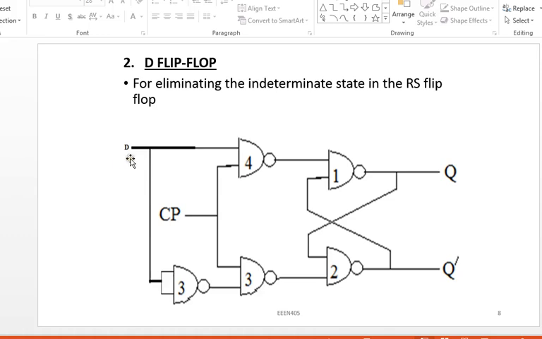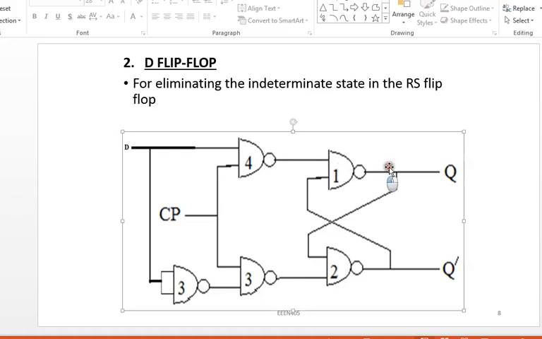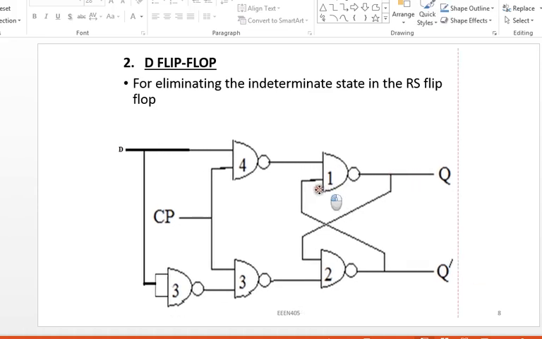Let us take an example. Let's say our D is equal to 1. If D is equal to 1, this one will come here, and together with my clock, which is 1 1, will give me 0 as my output. In as much as here is 0, it means one of the inputs of gate 1 is 0. My output should be 1 automatically.